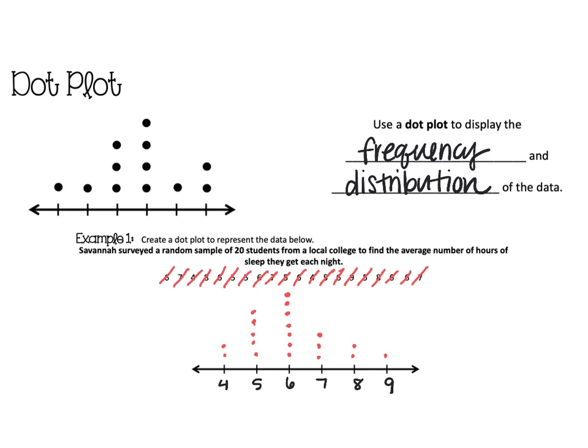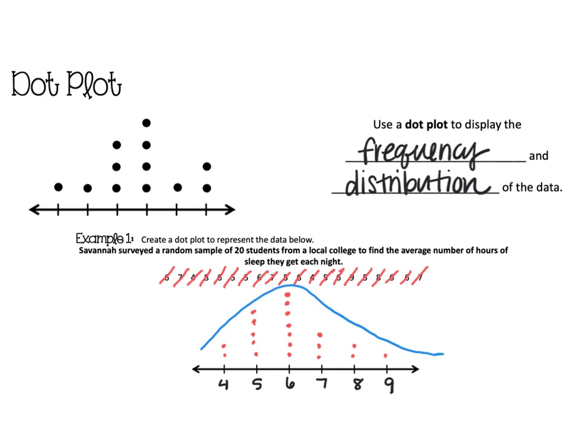So now we've created our dot plot and we can actually use this to find different things. So we can use it to find measures of central tendency. So that would be mean, median, and mode. We could also use it to tell where the data is skewed. So if I want to look at the skew of the data, I'm going to kind of trace along the top. And this data is right skewed.